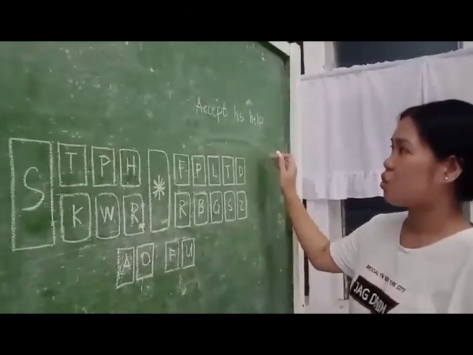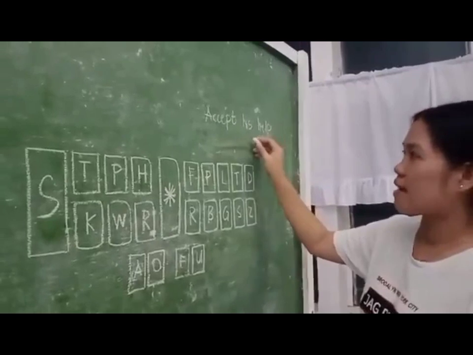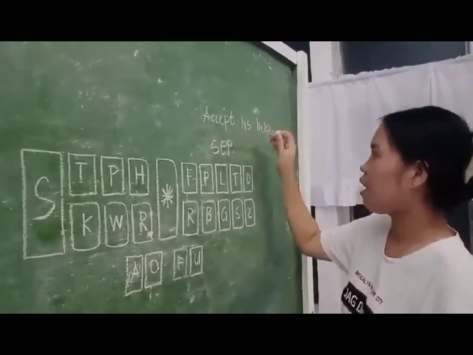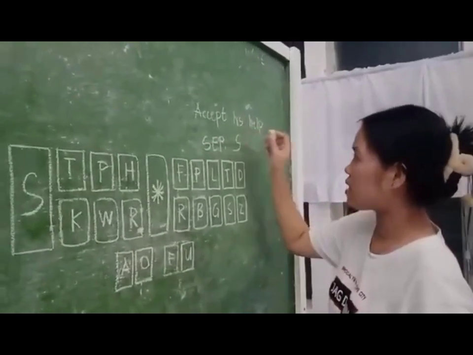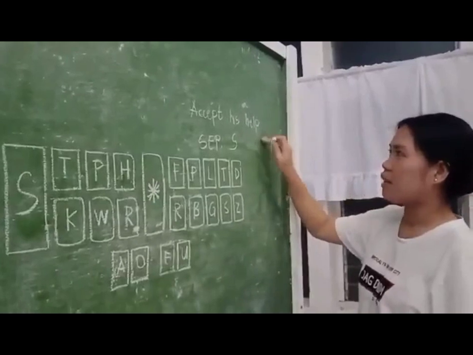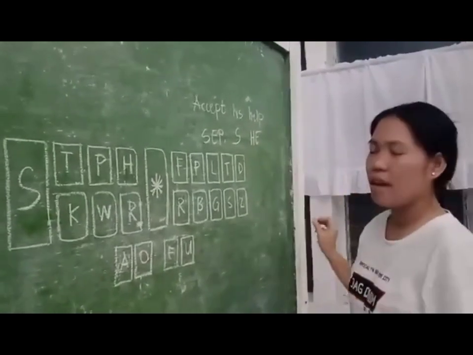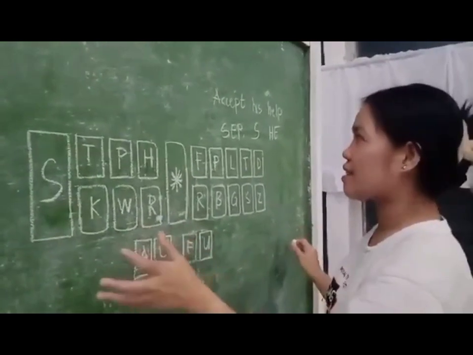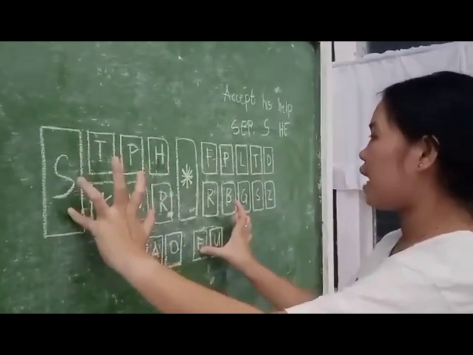The sentence I choose is "accept his help." The sound pattern of accept is E and B. The sound pattern of his is S. And the sound pattern of help is H and E. In machine shorthand, for the word accept, depress initial S, vowel E, and final P.